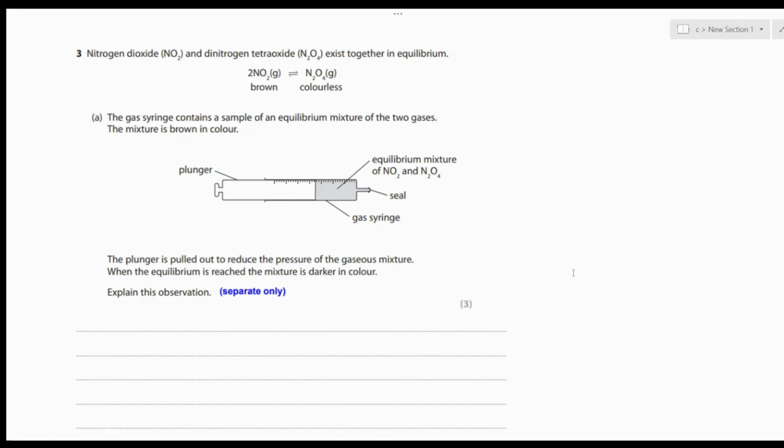The plunger is pulled out to reduce the pressure. Now the pressure is reduced, the color gets darker. Why?